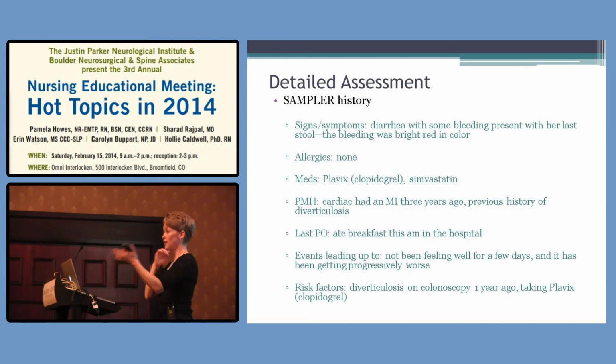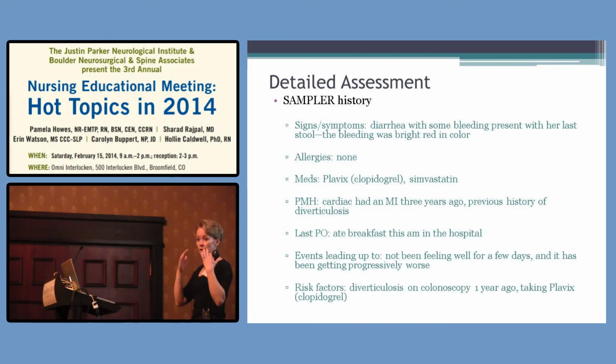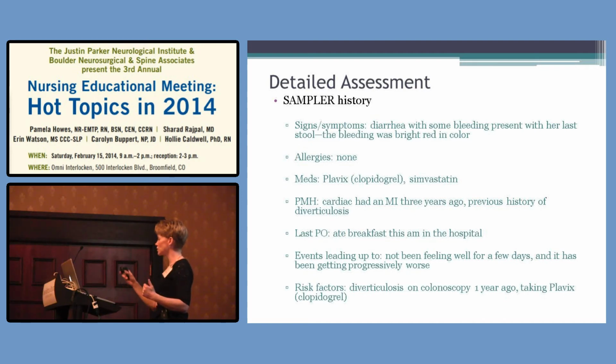GI bleed, diverticulitis, something relating to that. Okay? Would you have gotten that information had you not asked these questions? Probably not. Okay? She's not allergic to anything. She's on Plavix. Of course, right? And simvastatin. Oh, heck. Okay? So she doesn't have any history. Really, she had an MI 3 years ago, and she has a history of diverticulosis. Okay? So she's had an MI, that's why she's on these meds, and she's got this history.